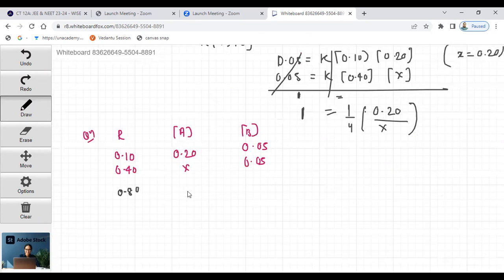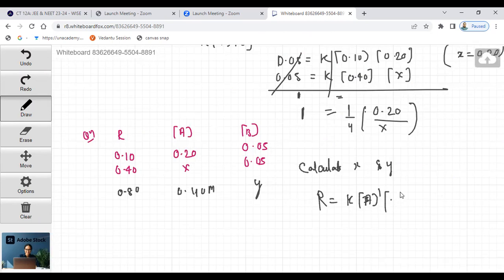This is the value of A. This is the Y value. Calculate X and Y. The equation is given that rate is equal to K into A to power 1, B to power 1. Please solve fast.